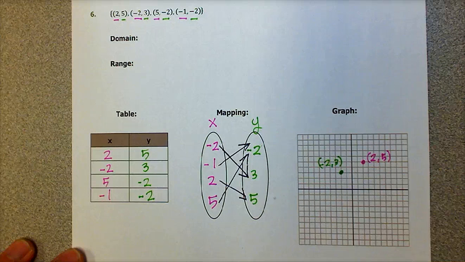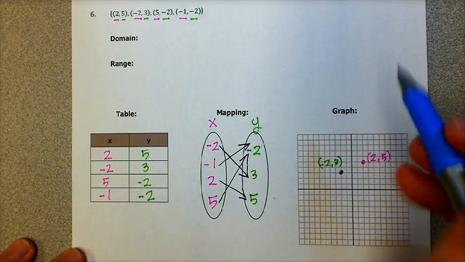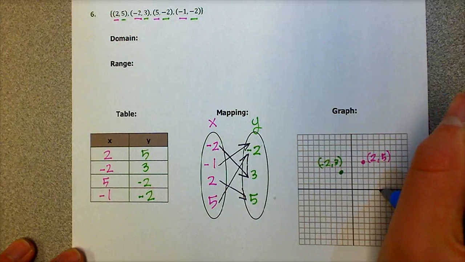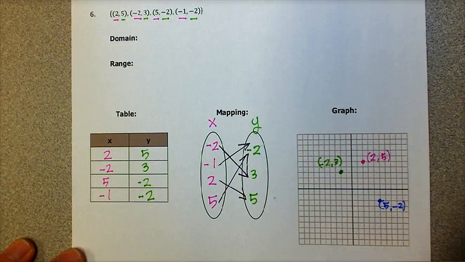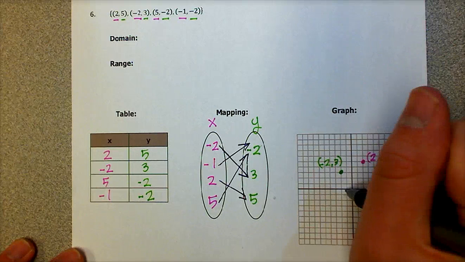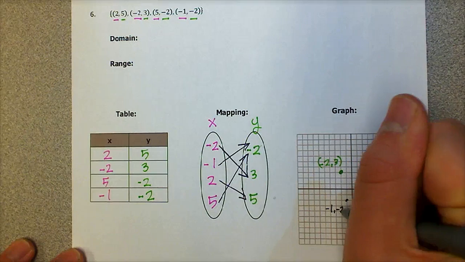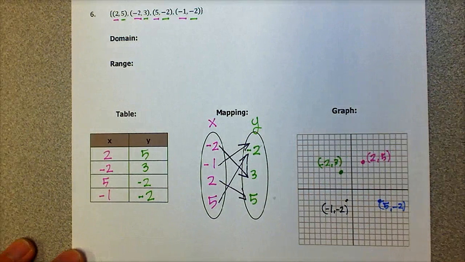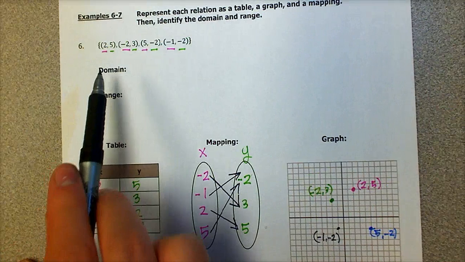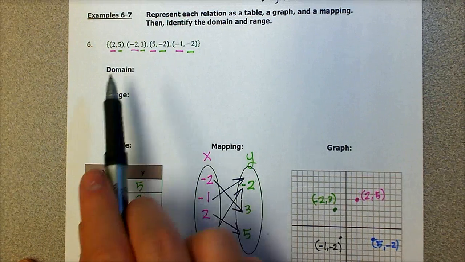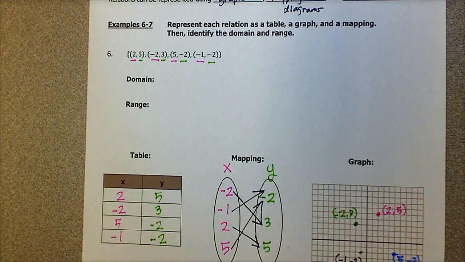My next ordered pair is 5, negative 2. So start at the origin, you go right 5 and down 2. And then finally, negative 1, negative 2 would be left 1 and down 2. Okay, so that's this relation in number 6 represented in 3 different ways: a table, a mapping diagram, and a graph. Now we're going to practice listing the domain and the range of that relation.